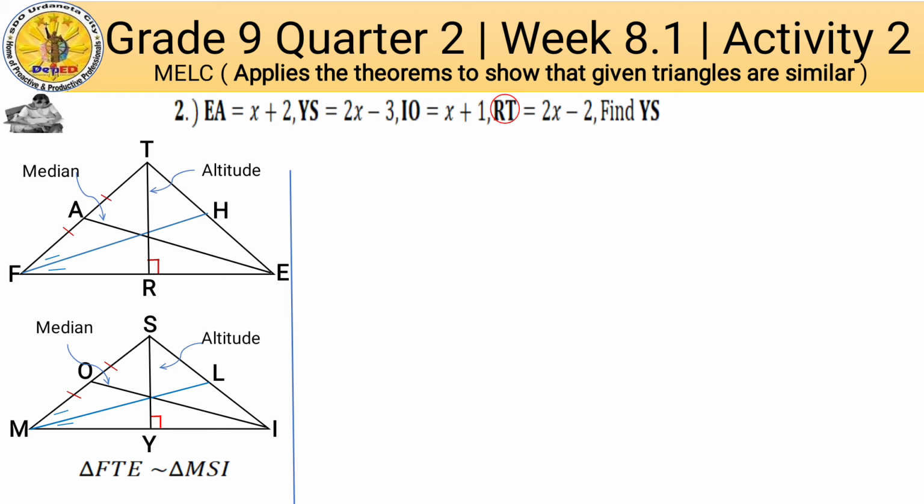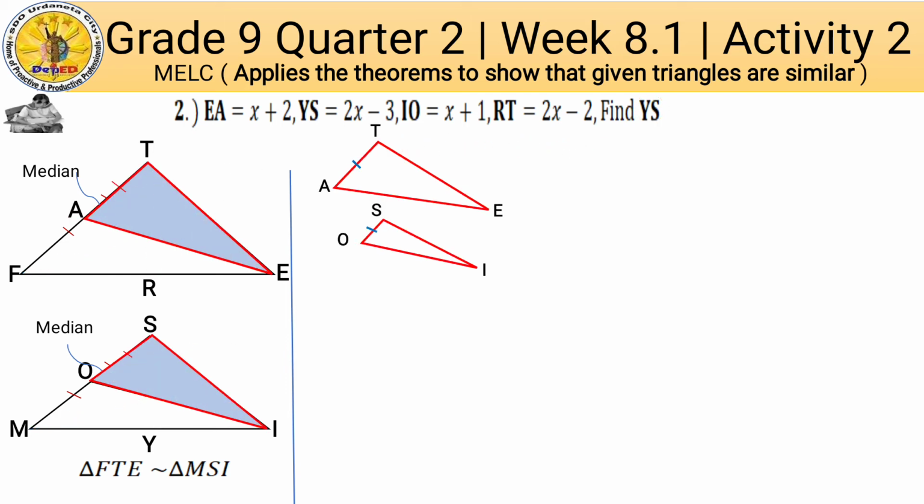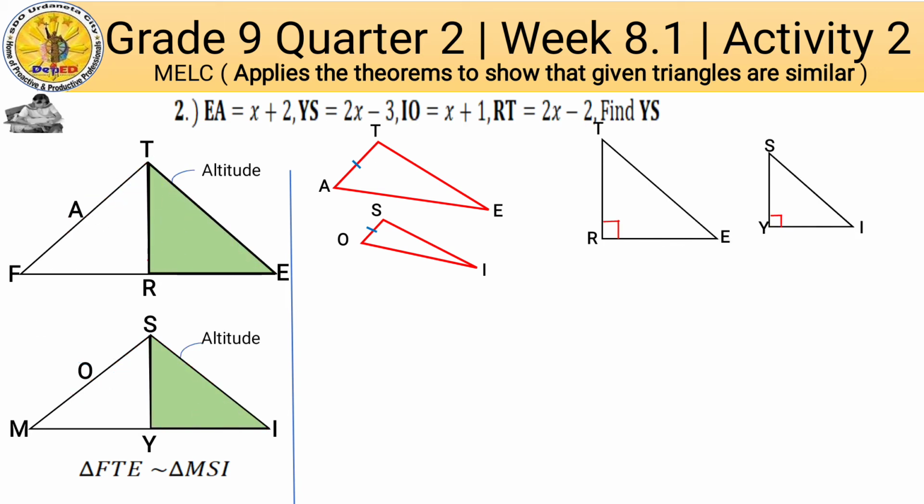In this problem, we will also use the special segment theorem to solve for YS. Now, let us identify the triangles again, formed by the segments that will help us to solve this problem. The triangles that can be formed using the medians EA and IO are triangle ETA and triangle ISO, while the triangles formed by the altitude lines TR and SY are triangle ETR and triangle ISY.